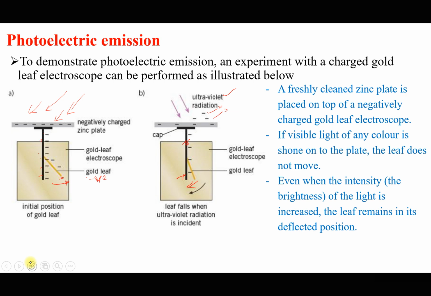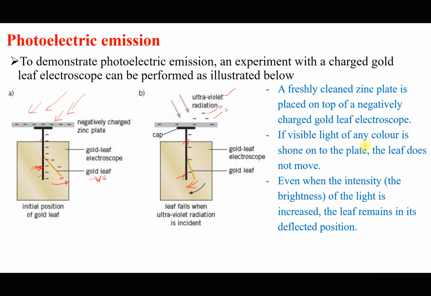So a freshly cleaned zinc plate is placed on top of a negatively charged gold leaf electroscope. If the leaf is negatively charged, and we have brought a negatively charged zinc plate, it means the negative charges from the zinc plate are flowing through the metal rod, which makes the gold leaf be repelled because they have like charges.